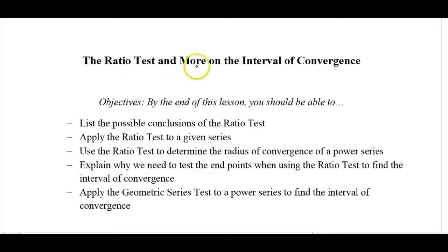The ratio test and more on the interval of convergence. Objectives. By the end of this lesson, you should be able to list the possible conclusions of the ratio test, apply the ratio test to a given series, use the ratio test to determine the radius of convergence of a power series, explain why we need to test the endpoints when using the ratio test to find the interval of convergence, and apply the geometric series test to a power series to find the interval of convergence.